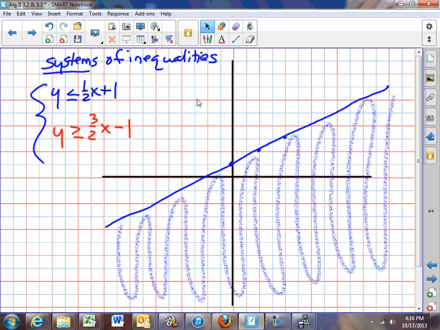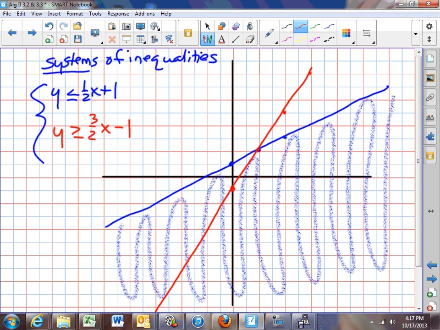For the second one, we would graph this one, and again, the edge would be y equals 3/2 x minus 1. Here's negative 1. There's a slope of up 3 over 2, up 3 over 2, up 3 over 2. So the line for this inequality looks like this.